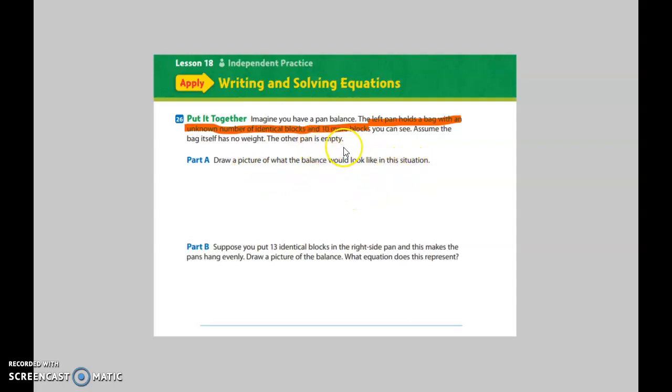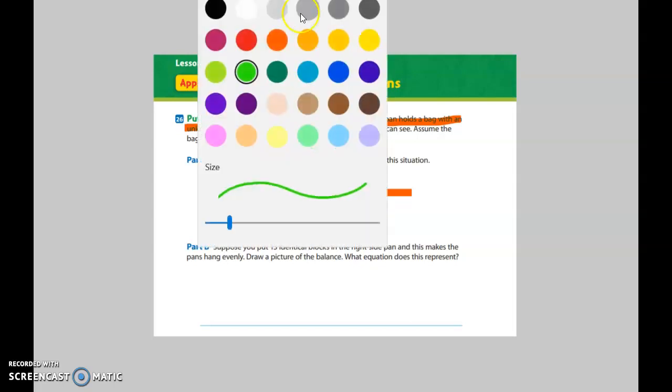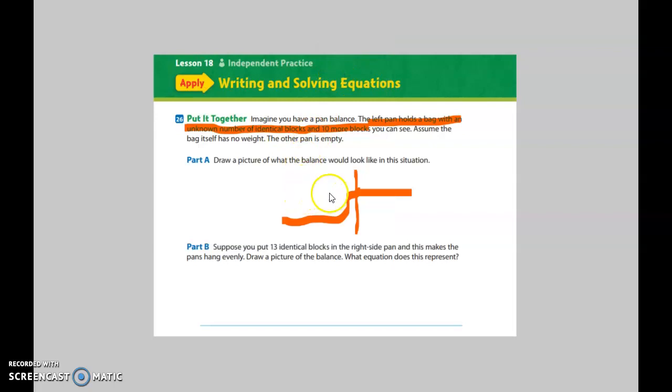So if one side is empty, it's going to obviously be lighter than the side that has a bunch of stuff on it. So it's going to be higher up than the other side of the pan balance. So first I need to draw that happening. So this side is the one that has the bag with all the blocks and everything. So please do not judge my drawing. I'm doing this on the screen, so it's a little more difficult.